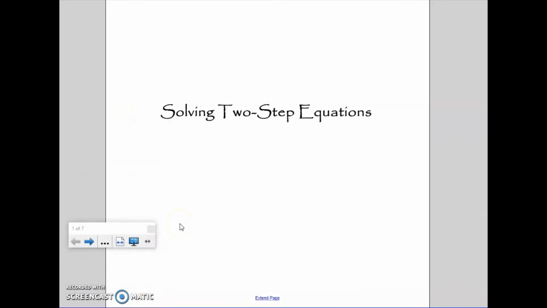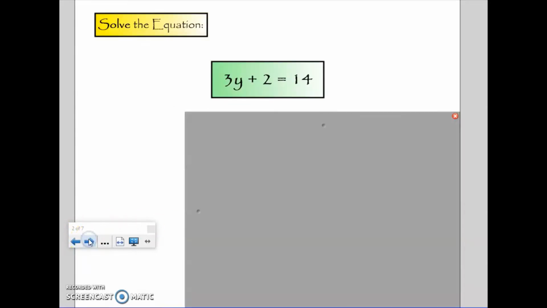Okay, we're going to talk through a few examples of solving two-step equations, and then at the end of the video there'll be a small task for you to pause the video, complete the questions, and then check your questions. So we are dealing with linear equations.